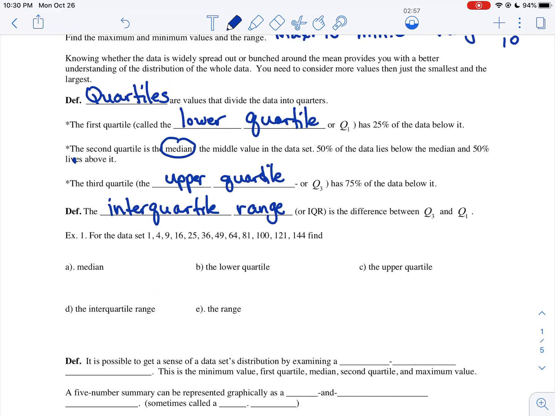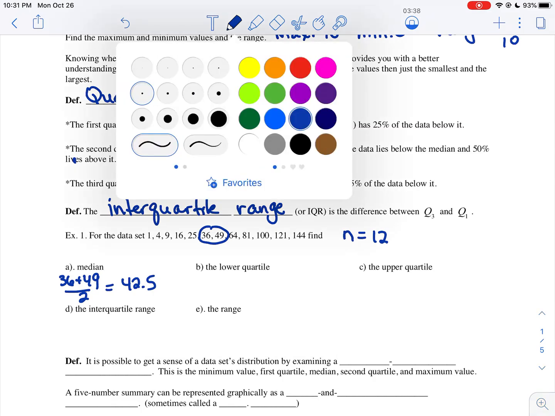So in example 1, let's look at this data set. Hey, it's great. It's in order for us. So it says find the middle. Well, there's 1, 2, 3, 4, 5, 6, 7, 8, 9, 10, 11, 12. Okay, I like to kind of write this down. There are 12 data values. So to find the median, remember from the last section, you just count in. So the median is the average of 36 plus 49. So that's 42.5.